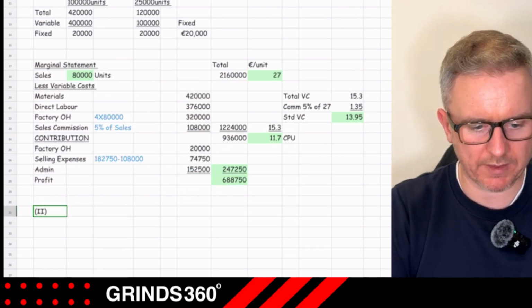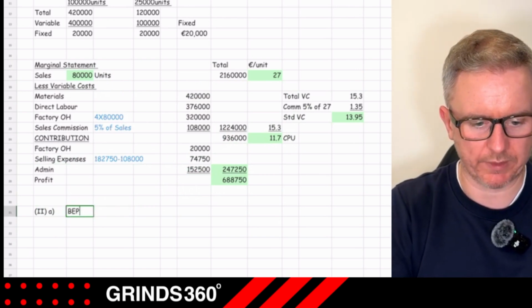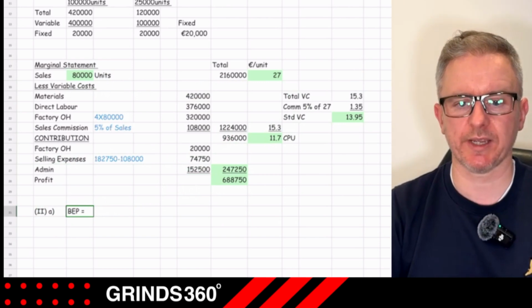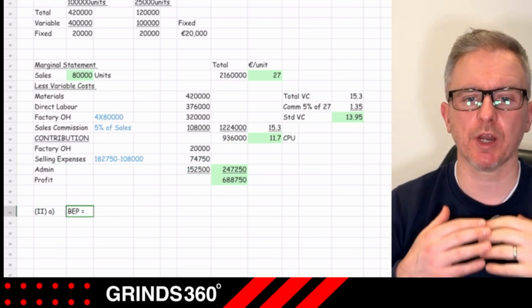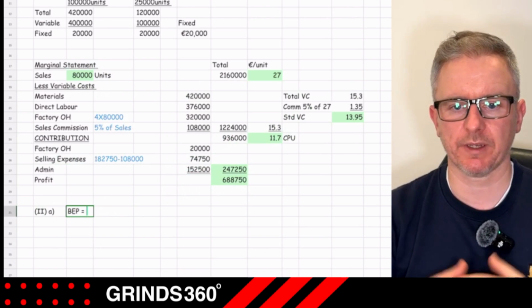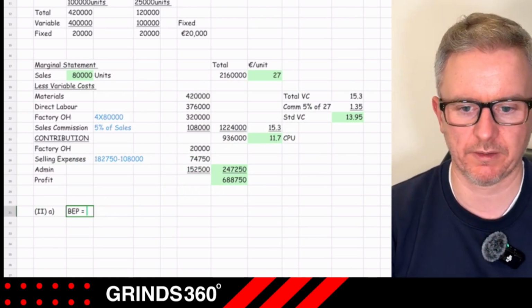So in part 2, part A, it asks you for the break-even point, okay? Now think about what this actually is. At your break-even point, you are just covering your costs, all right? You're not making a profit and you're not making a loss. You have just covered the costs.